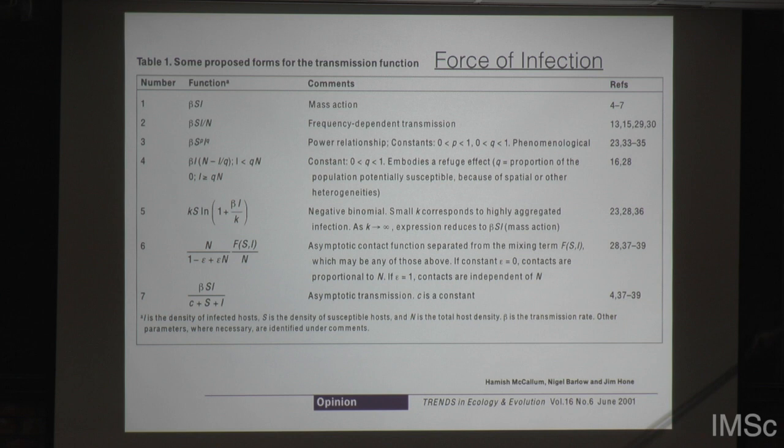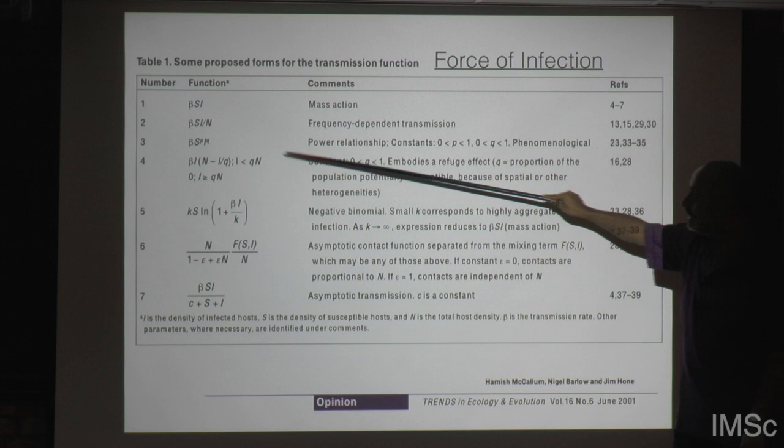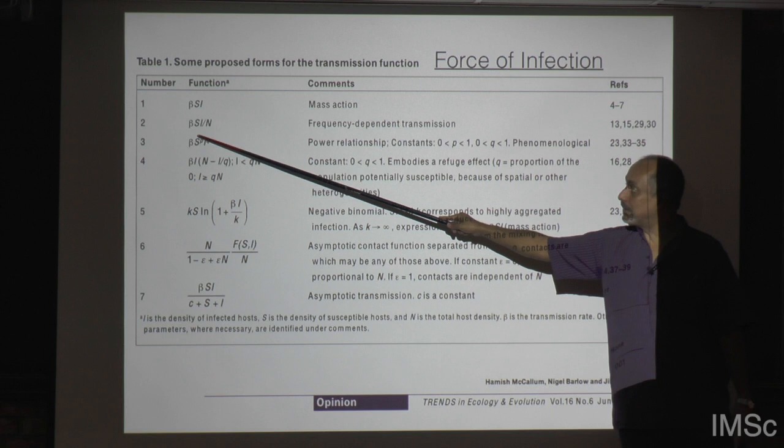So what we have here are some proposed forms by various people for the nature of the force of infection term. This is what we said earlier: beta S I is a term that appears on the right-hand side. This is what I called mass action or pseudo-mass action or density-dependent transmission. Beta S I by N is frequency-dependent transmission. There are other terms, beta times S to the power p, I to the power q, where p and q are to be determined by some sort of experimental analysis.